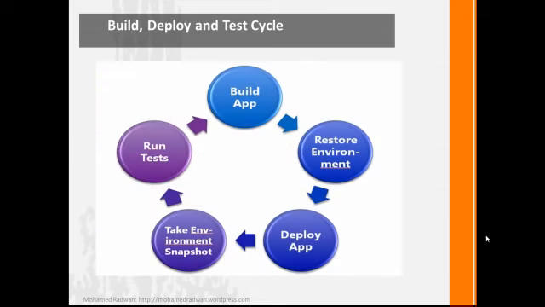We can see here the build, deploy, and test cycle. If you use the lab management and test management center, we can say that we build our application and restore the environment. We create many environments as we said before. So you restore the environment to a clean snapshot. You take a snapshot when the environment is clean. So restore the environment to a clean snapshot, start deploying the application, take a snapshot, and then run the test and build the application again, and so on. This is the life cycle of the build, deploy, and test.